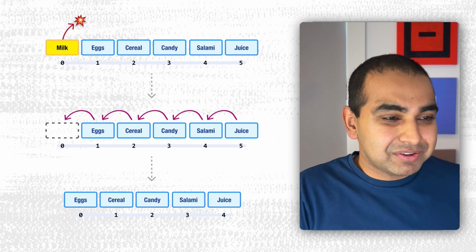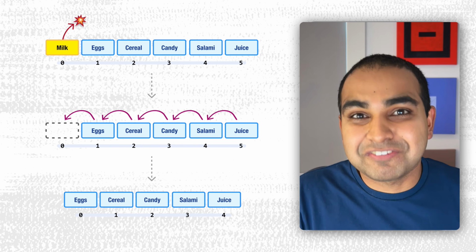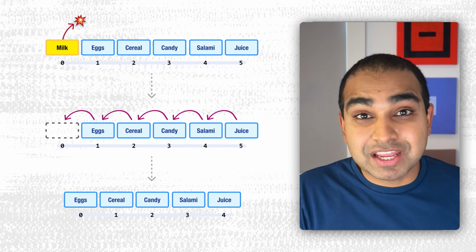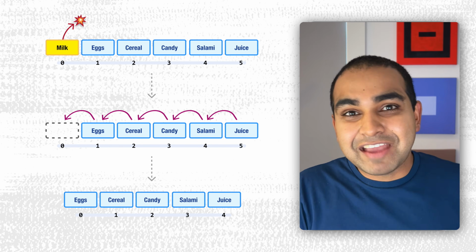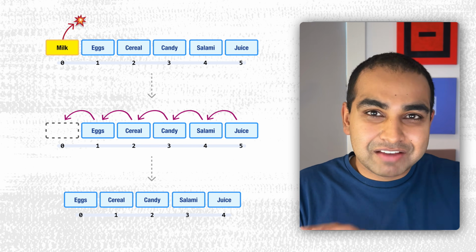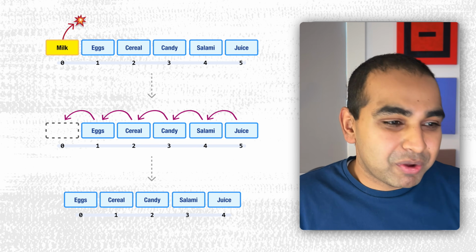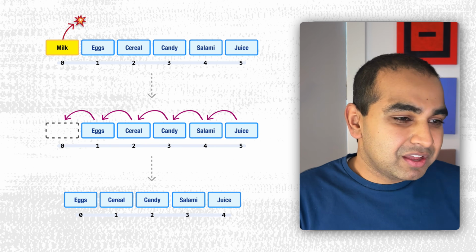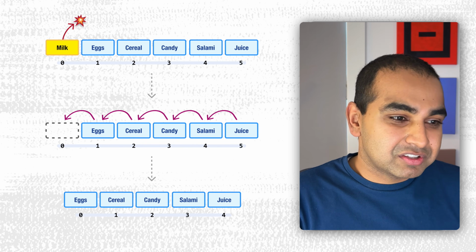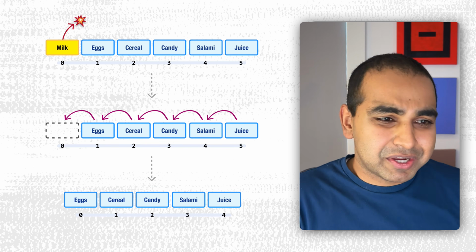So for example, now that milk has been removed, eggs is the first item in our array, and it needs to have an index position of 0, which means every item following eggs needs to have its index position decremented by 1. So you can now see that removing milk causes eggs to now be at position 0, cereal to be at position 1, and so on.